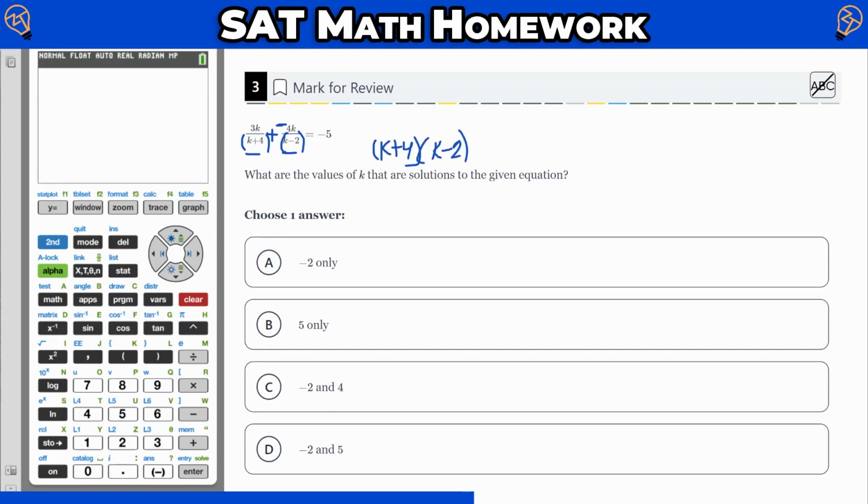So this first denominator over here is lacking a k minus 2. So we'd multiply top and bottom by k minus 2 there. And then this denominator over here is missing a k plus 4. So we'll multiply top and bottom by k plus 4 there.